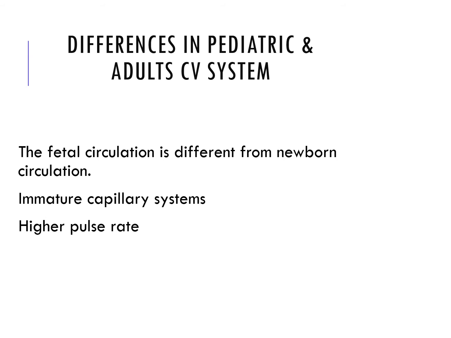You want to know the 5 adaptations of fetal circulation. So the fetal circulation is different from newborn circulation. There is immature capillary systems and a higher pulse rate. The higher pulse rate is because cardiac output can provide adequate oxygen to the body.